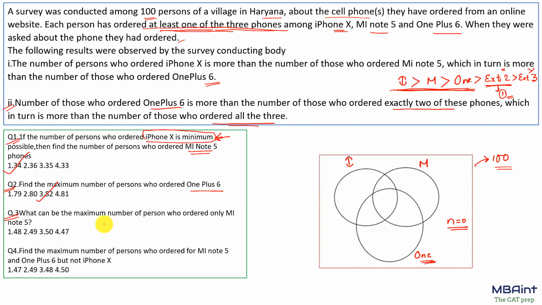Now, let's see question number 3. What can be the maximum number of persons who ordered only MI Note 5? So we need to maximize this complete region, right? Now if we look into the options, because we have to be very careful, it cannot be 50, because if I give 50, iPhone has to be greater than complete MI. And if this itself is 50, iPhone would be greater than 50. Let's suppose it is 51. So this will violate that the total summation is 100. So 50 would definitely be eliminated at once.